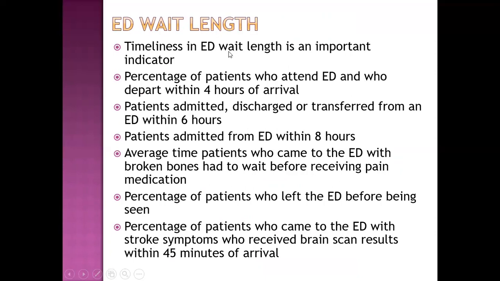Emergency room wait length include timeliness in emergency room, percentage of patients who attend emergency room and who depart within 4 hours of arrival. Patients admitted, discharged, or transferred from emergency room within 6 hours. Patients admitted from emergency room within 8 hours. So these are the key time slots. One is 4 hours, 6 hours, 8 hours.